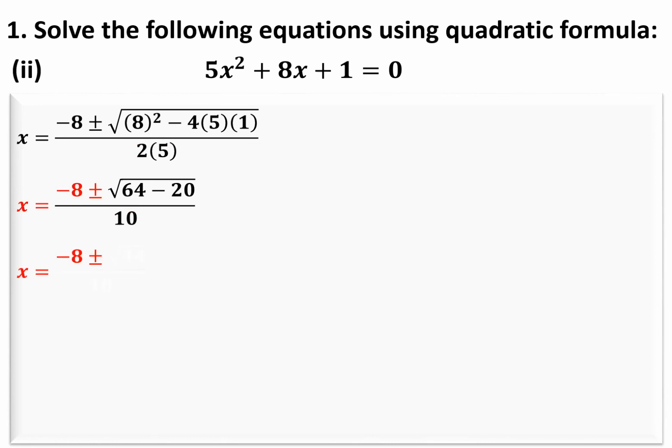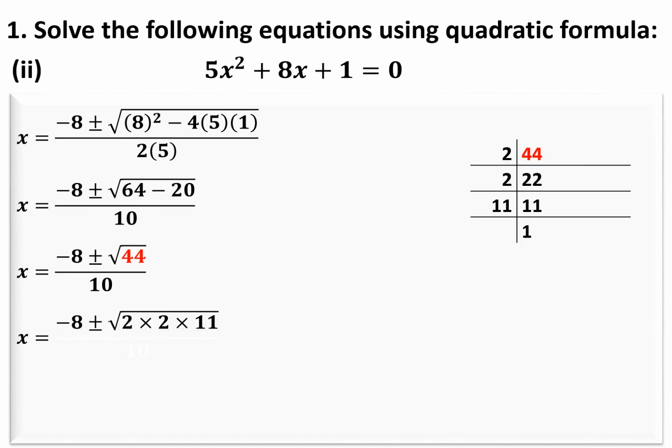x is equal to minus 8 plus minus, written without any change, under root 64 minus 20, which becomes 44, divided by 10, written as it is. x is equal to minus 8 plus minus, under root 44, which can be rewritten as 2 multiplied by 2 multiplied by 11. 44 can be factorized as shown in details. In this way 2, 2 and 11 are obtained. When these are multiplied, we get 44 again. Divided by 10 is written as it is.